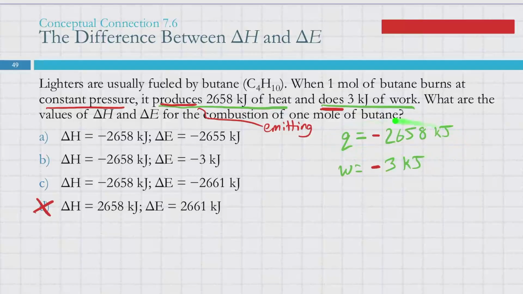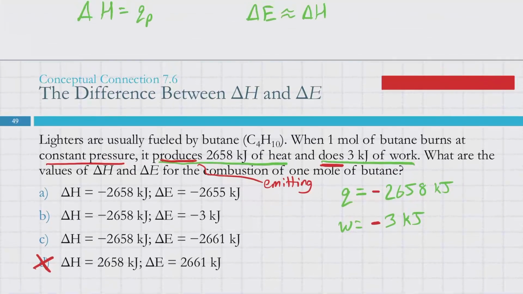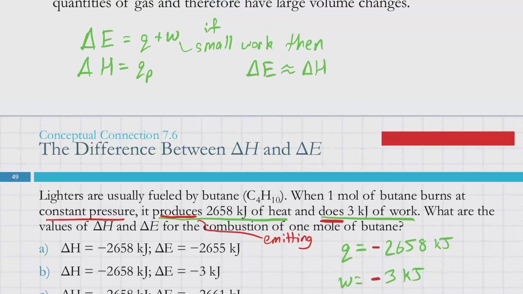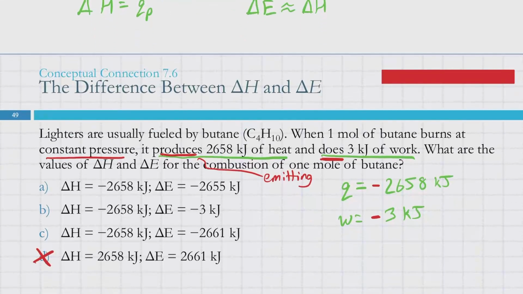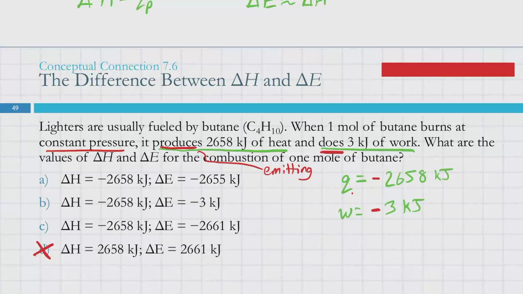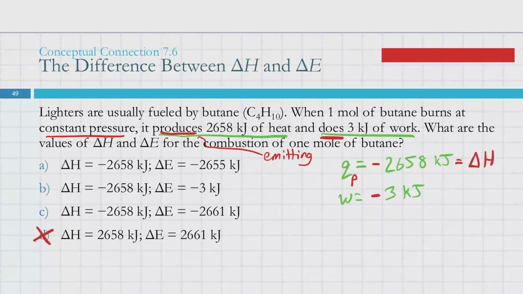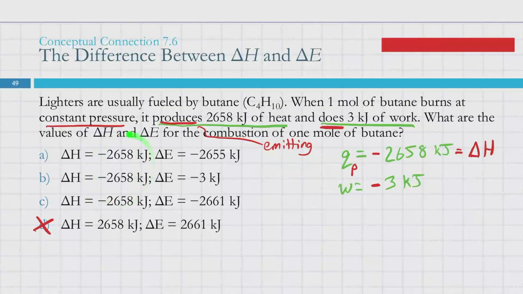And then we have to think about Q and W. On the previous slide, I wrote down delta E equals Q plus W, delta H equals QP. The QP means that we're in constant pressure conditions. And so our enthalpy, our delta H, is the same as our Q value. So this is actually QP, which means that it's also delta H. So we're looking for a delta H that has that value. Look, it's all of them, so that doesn't really narrow things down at all.